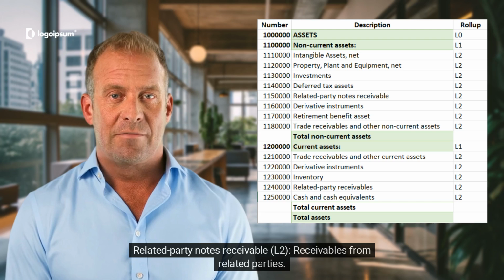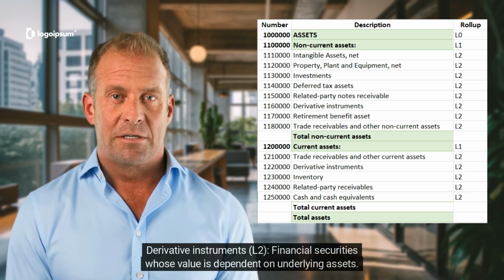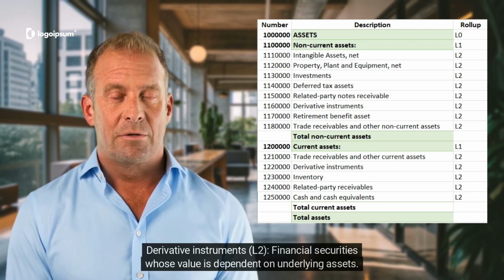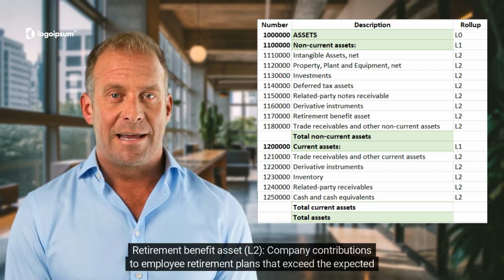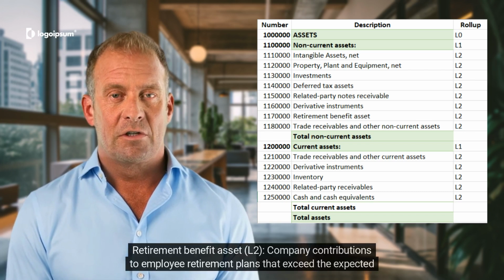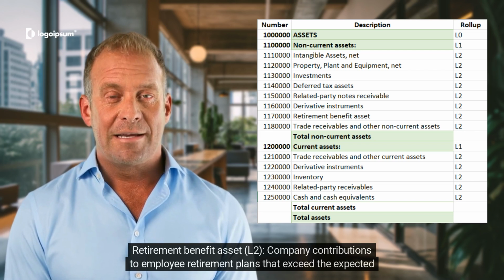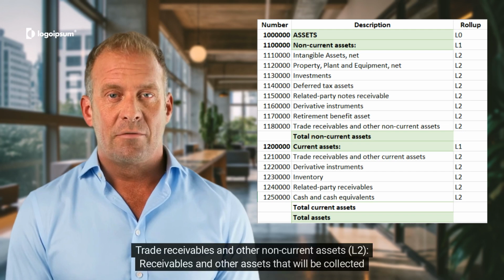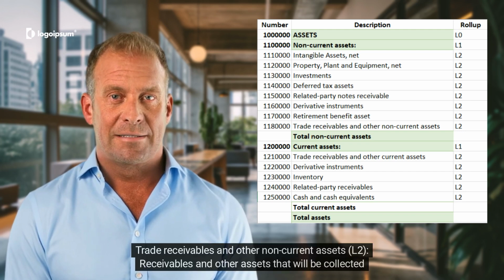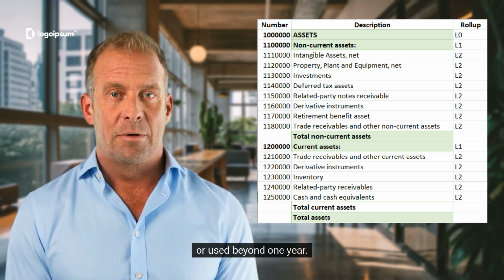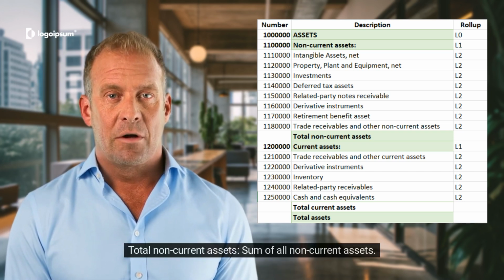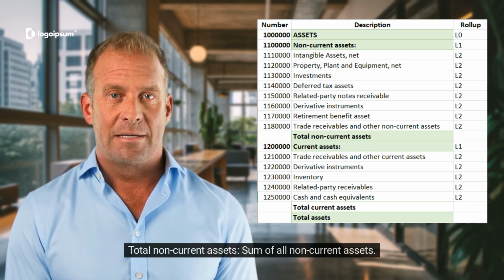Related party notes receivable, L2. Receivables from related parties. Derivative instruments, L2. Financial securities whose value is dependent on underlying assets. Retirement benefit asset, L2. Company contributions to employee retirement plans that exceed the expected obligation. Trade receivables and other non-current assets, L2. Receivables and other assets that will be collected or used beyond 1 year. Total non-current assets, sum of all non-current assets.